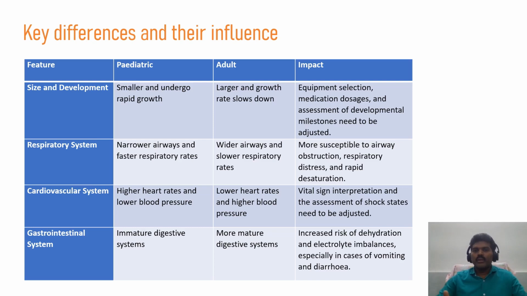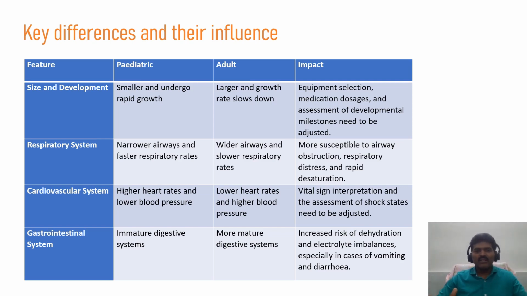Coming to the cardiovascular system, again they have higher heart rates, but the blood pressure is lower. The main difference in compensation between adults and children is that children usually compensate for hemodynamic changes by increasing the heart rate, whereas adults usually compensate by increasing both the heart rate and the force of contraction of the heart to eject more blood. So vital sign interpretation and the assessment of shock states need to be adjusted for pediatric patients.